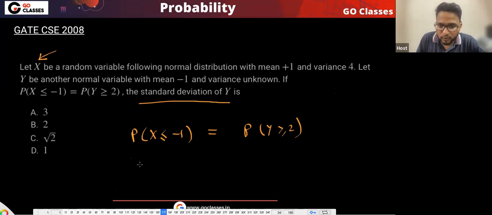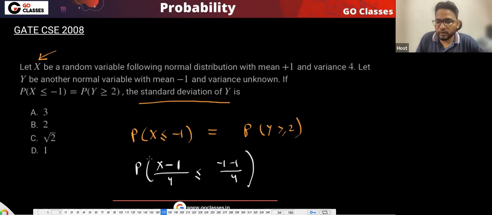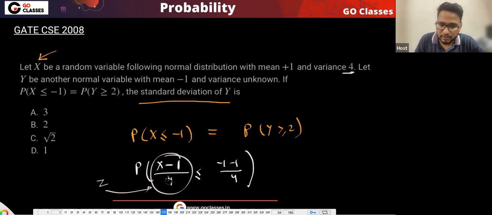Let me convert this: x minus mu, which is 1, upon sigma, 4, less than or equal to minus 1 upon 4. Is this okay? Is this z? Or is there some mistake? Yes, instead of 4 it will be 2. Yes, Ekta. The reason is that 4 is the variance, but we want the standard deviation, and we divide by the standard deviation. So that's why this is 2. Don't make this mistake between standard deviation and variance.